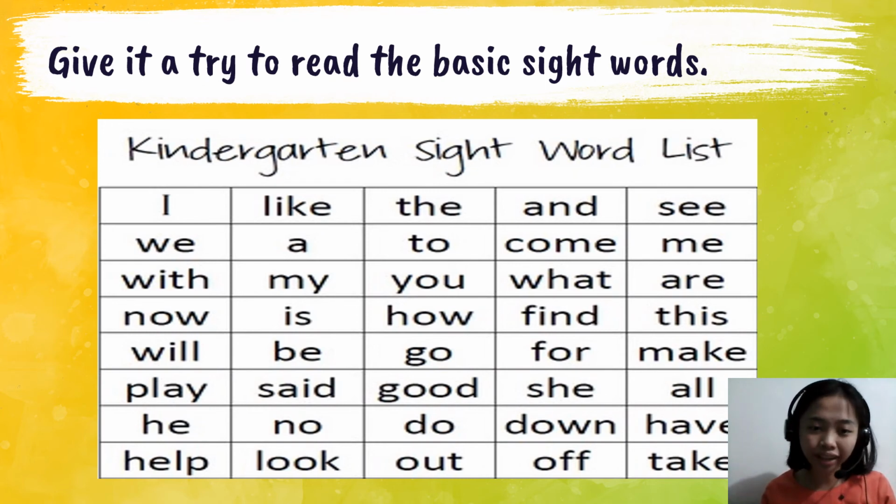Next, we are now on the fourth row. N, O, and W. That's not how we pronounce it. We pronounce it as now. You are reading right now. That's it. Next, I and S. Is. That's it.